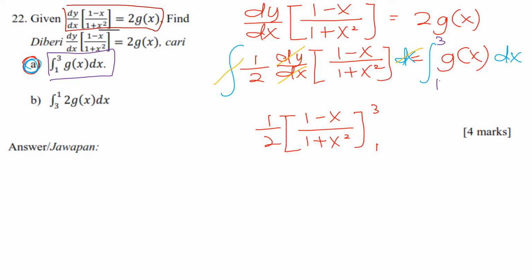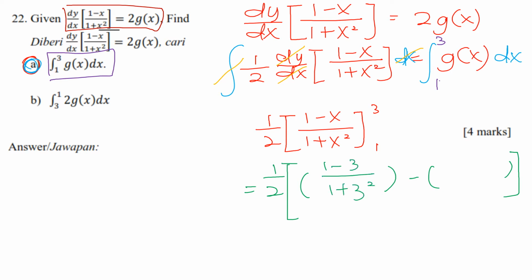So what is this that you're going to get? We continue. I'm going to use blue color. 1 over 2, yes, green color again. Then this is the upper limit minus the lower limit, close. So what is the upper limit? 1 minus 3 over 1 plus 3 squared, and then after that, 1 minus 1 over 1 plus 1 squared. This is the upper limit.